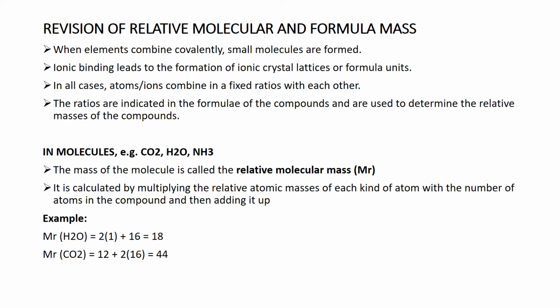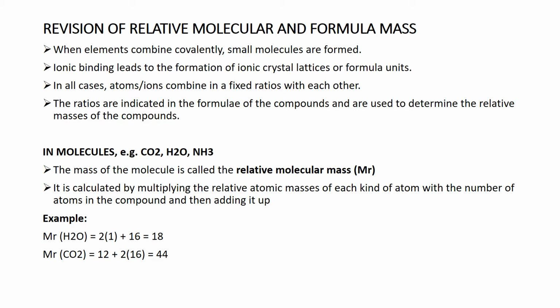In molecules like carbon dioxide, water, and ammonia, the mass of the molecule is called the relative molecular mass. And how do we find this relative molecular mass? It is calculated by multiplying the relative atomic masses of each kind of atom by the number of atoms in the compound and then adding it up. So for example, the relative molecular mass of water. In water, we have 2 hydrogen atoms and 1 oxygen atom.